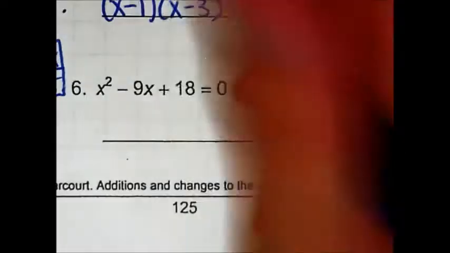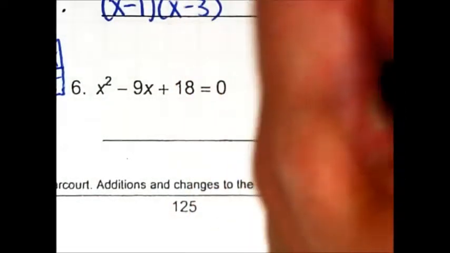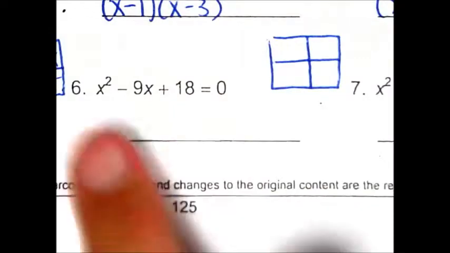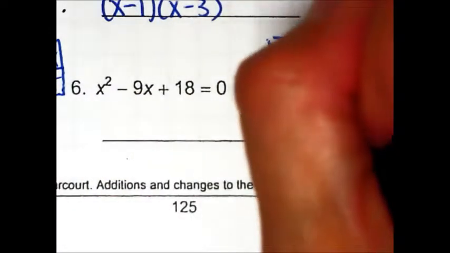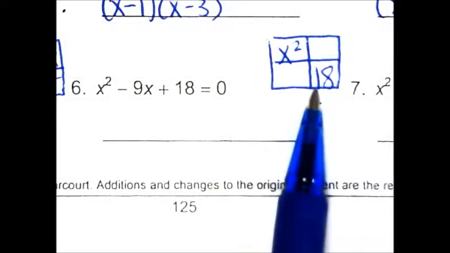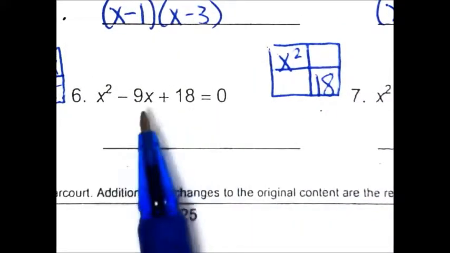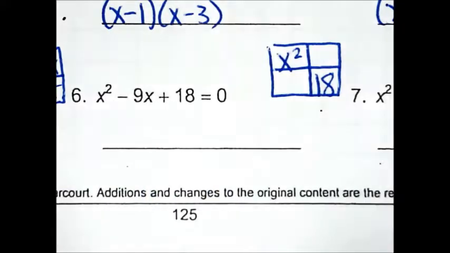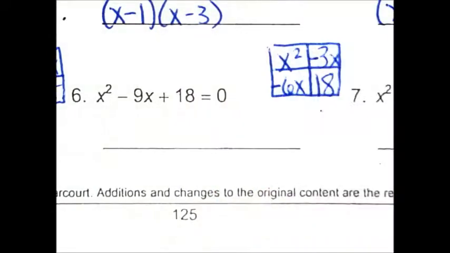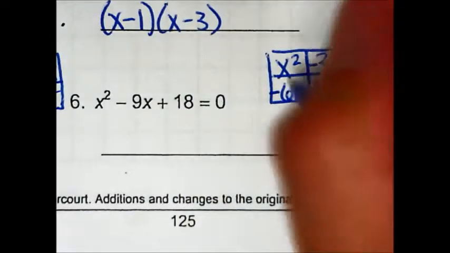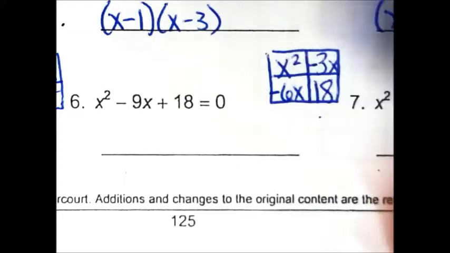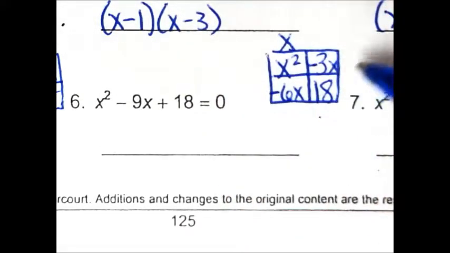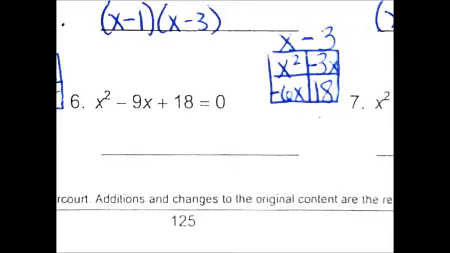Number 6. You still have to factor it, which means you need the box. X squared, top left. 18, bottom right. Numbers that will multiply to 18, but add up to negative 9. It's going to be a negative 3 and a negative 6. Okay, what do they have in common? These share a factor of x. 3 and 18 can both be divided by 3. This is a negative, put a minus.